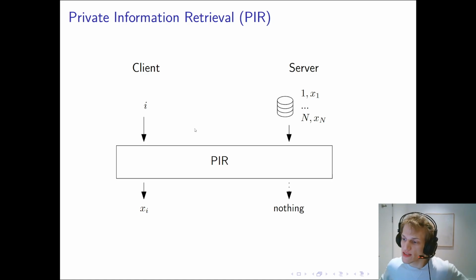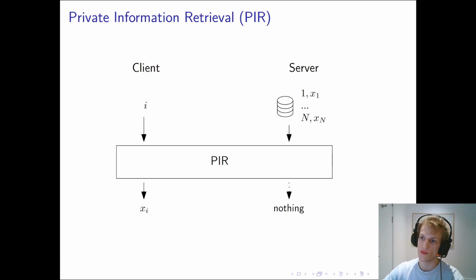In a normal retrieval situation, the client would now just send i to the server and the server answers with xi. However, in the situation of private information retrieval, we want it to be private, and so the server should learn nothing about the index i. The server shouldn't learn which element was requested by the client. A naive solution would be to have the server send the whole database to the client, but the communication cost of this approach would be basically the whole database, so linear in capital N.